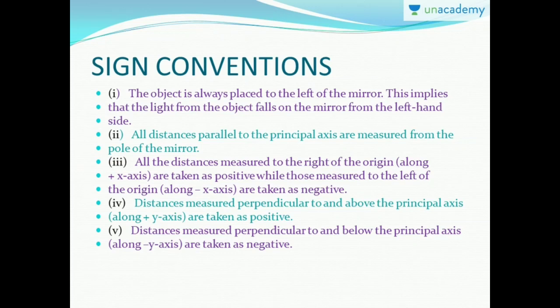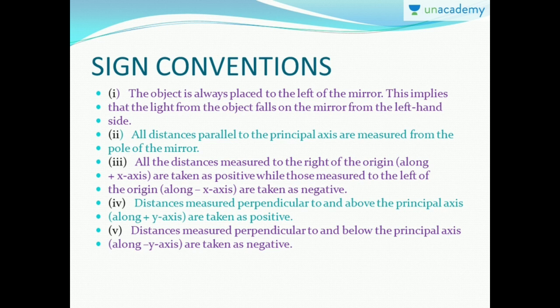Signs are basically the protocols to be followed while making ray diagrams in the case of mirrors as well as lenses. So the first one is the object is always placed to the left of the mirror. This implies that the light from the object falls on the mirror from the left hand side.